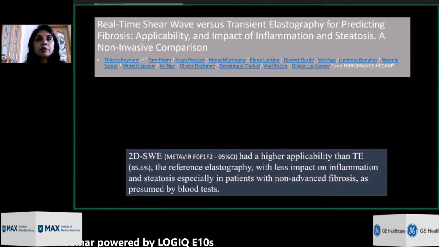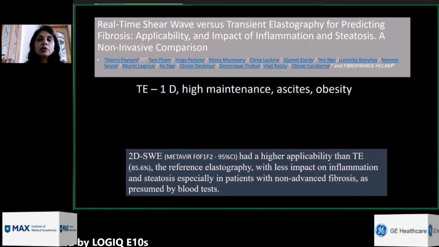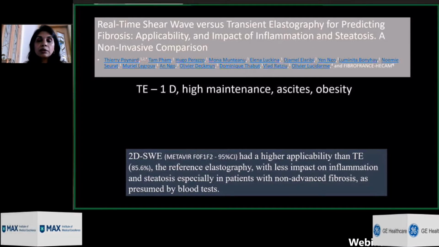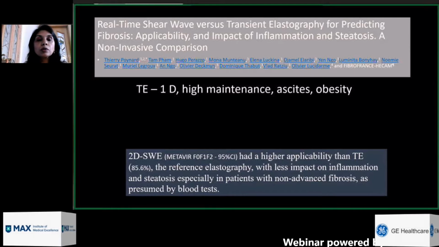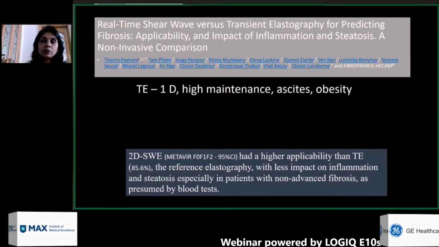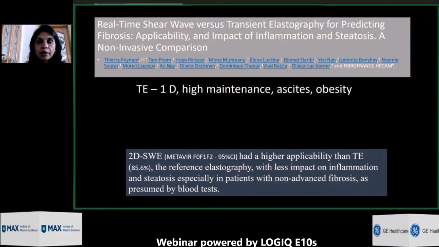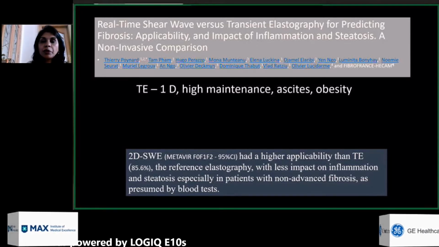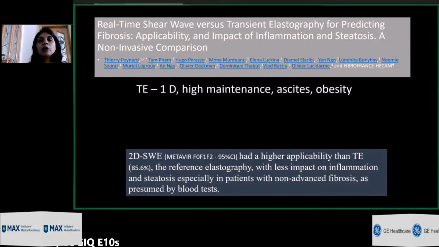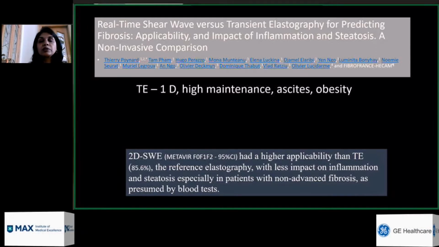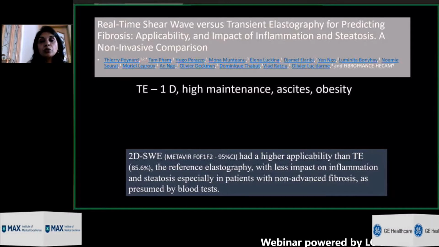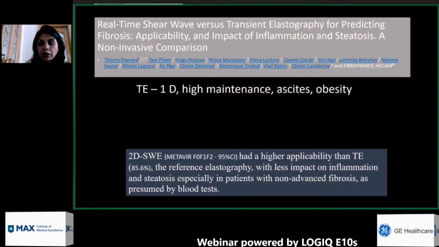And the most popular that was put into practice was transient elastography at one point. It has its downsides because it is a unidimensional M-mode-based technology. It has, of course, high maintenance and has its own limitations with ascites and obesity, apart from the other ones. We are not here to discuss or downgrade a modality. We're just discussing the pros and cons of where we should be with respect to a good, robust investigative tool.